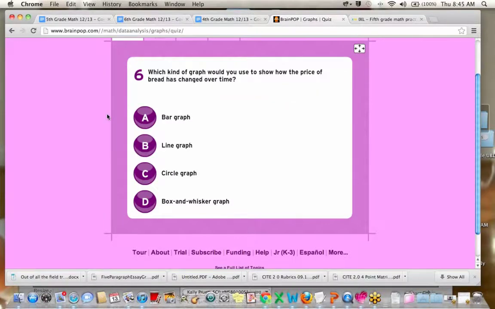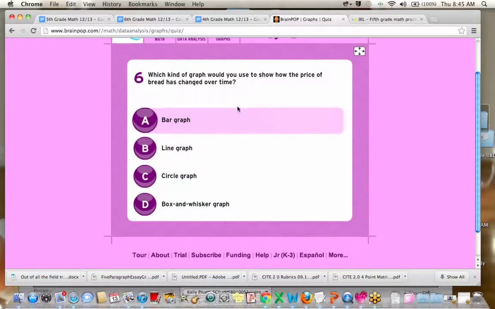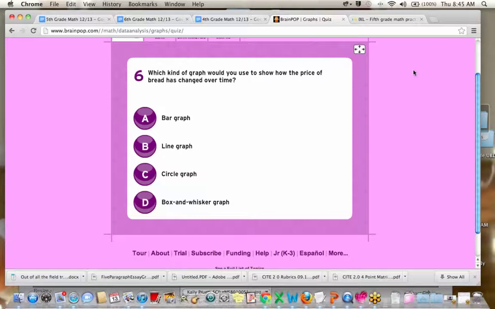Number 6. Which kind of graph would you use to show how the price of bread has changed over time? Ooh, I see two good options. One is slightly better than the other. What do you think, Sierra? I think it's A. So a bar graph with maybe the price along the side and then the year across the bottom, or a line graph where you connect the dots.